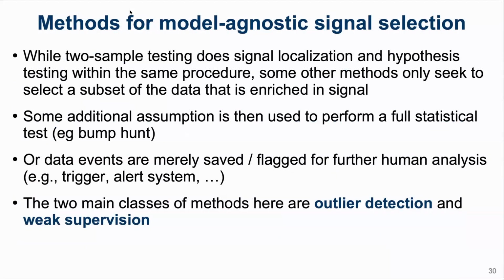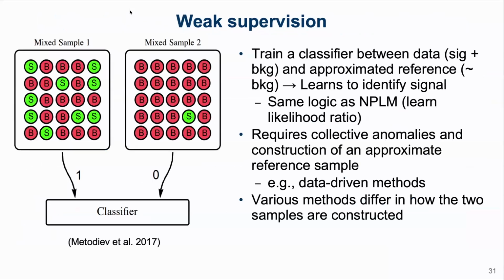Okay. So the two main classes of how we're doing this are outlier detection and weak supervision. And at the end, as I said before, you either have to do some domain-specific statistical tests that you still understand how to do, or you could just flag these events for humans to look at later or something like that.